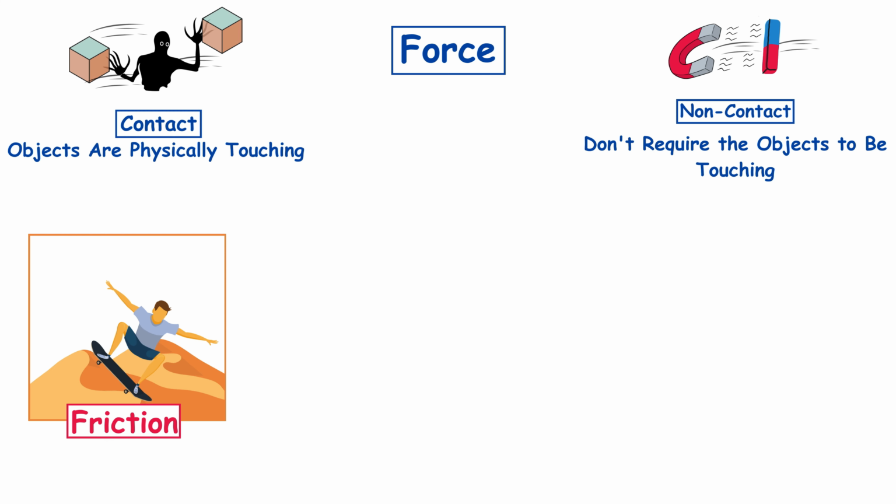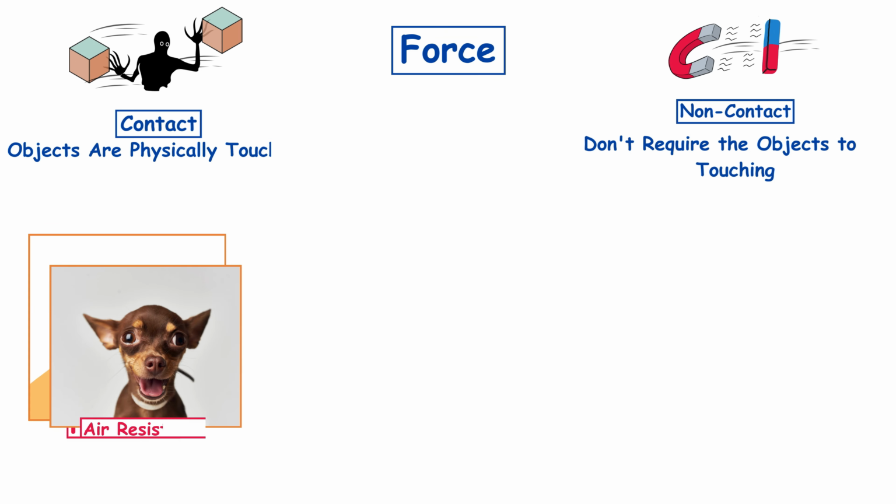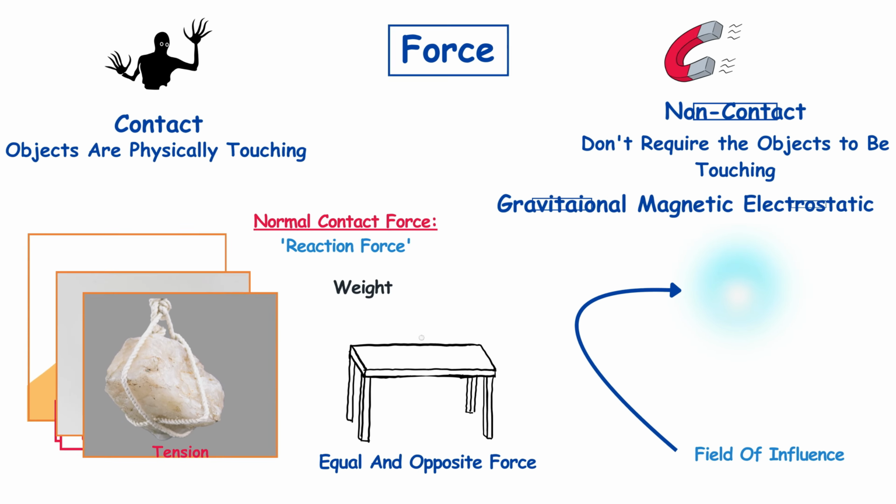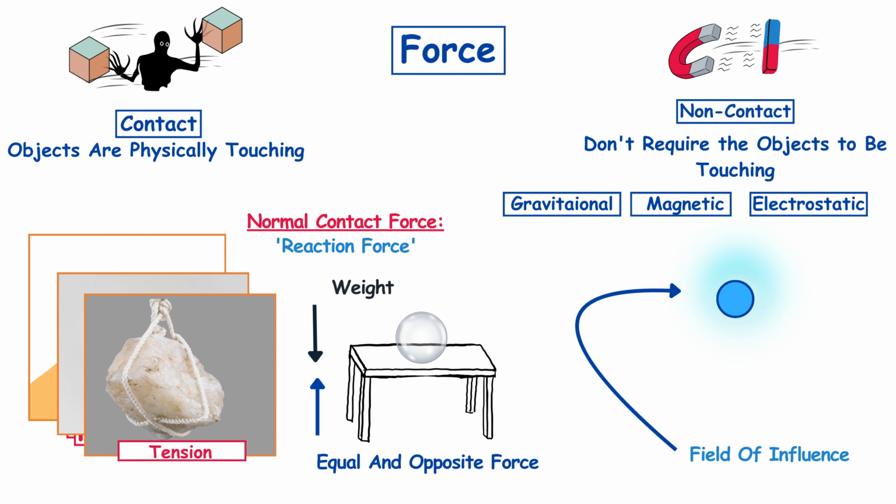For example, friction is a classic contact force because it only happens when two surfaces rub against each other, such as a board sliding across sand. Air resistance is another example of a contact force, since an object like a dog's face must come into contact with the air particles in order to feel the resistance that slows it down. Another example is tension, which is a pulling force that is transmitted through a rope or string when it is pulled tight by forces acting from opposite ends.